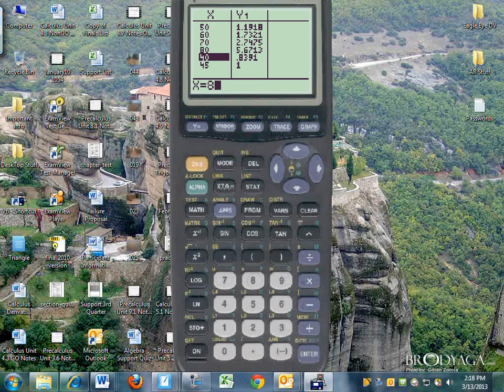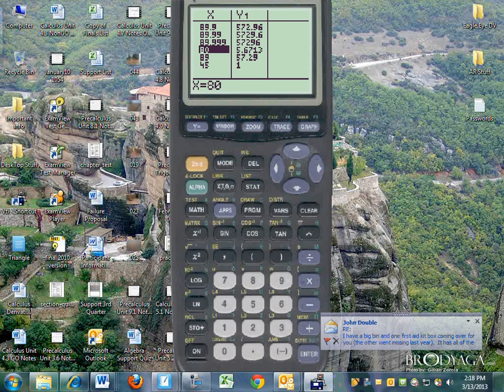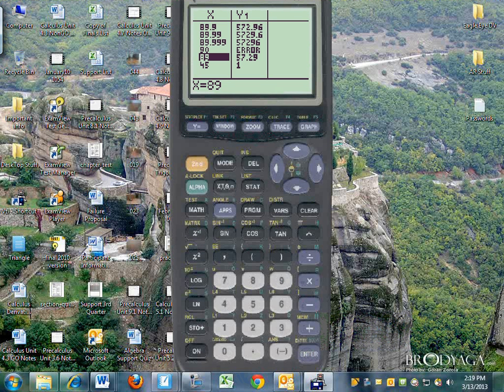What if we try 89? 57. What if you try 89.9? Or 89.99? 89.999. What's happening to the values? They're getting extremely large. If you plug in 90, you get a value that is undefined.